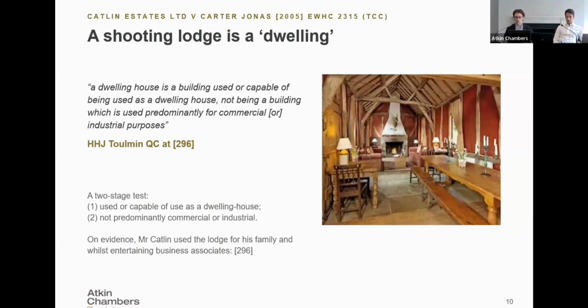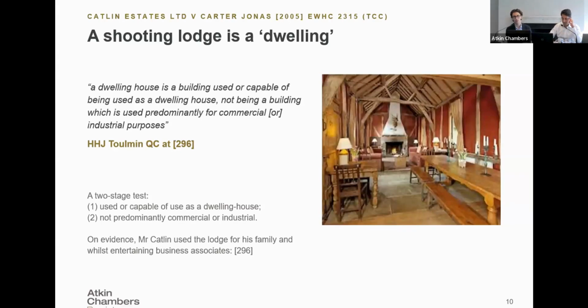And the Law Commission said that the law in respect of commercial industrial premises did not need changing because commercial parties usually had the benefit of their own professional advisors. But the law did need changing in respect of those purchasing dwellings. So that argument was made in Catlin Estates, and the judge came to the conclusion, which is summarized on this slide, that a dwelling house is a building used or capable of being used as a dwelling house, not being a building predominantly for commercial or industrial purposes.